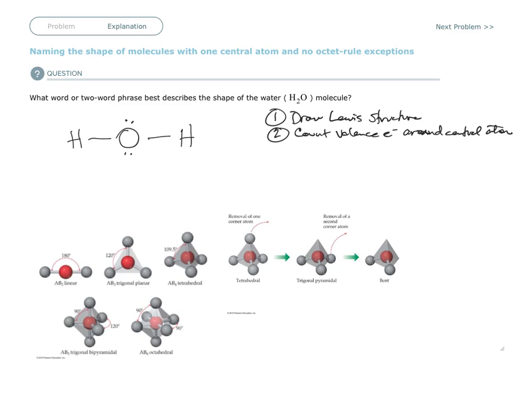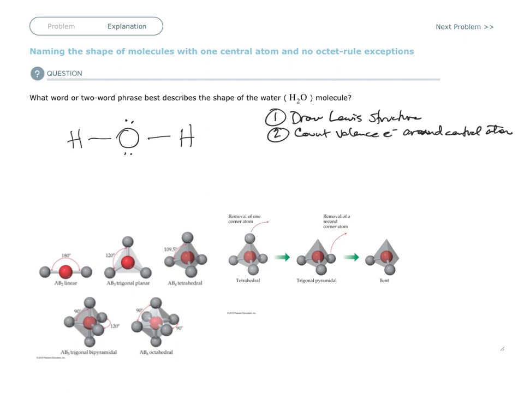Problem is that I only have 2 things sticking out. The other 2 are going to be invisible because they're just electrons. There's not an actual atom attached to it. So look over here for a second. This is a tetrahedral where I have a central atom and 4 things attached. What if 2 of those things that are attached are electron pairs? If so, you remove one of the corner atoms. So you'll still have a tetrahedral, but one of the atoms is gone. Then you're going to remove a second corner atom, and now you have a shape that's called bent.